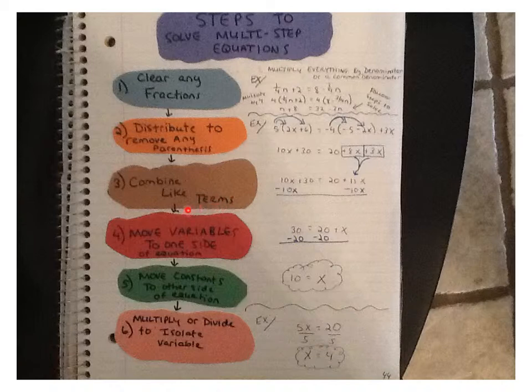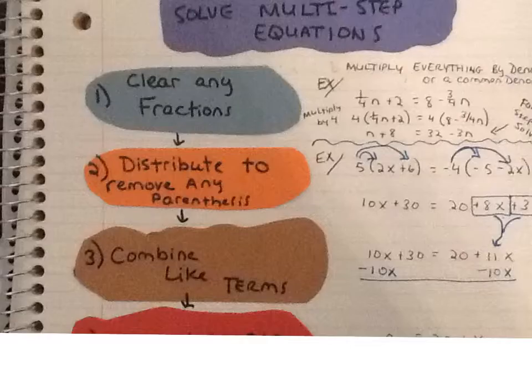Step 3, combine like terms. Step 4, move the variables to one side of the equation. And step 5, move the constants to the other side of the equation. And step 6, multiply or divide to isolate the variable. Let's take a look at these up close.